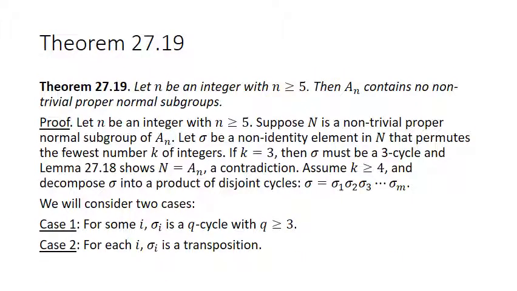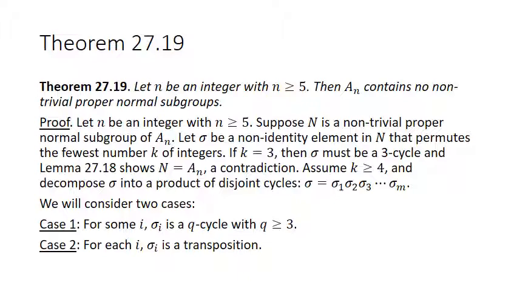Okay, so finally we've worked our way up to being able to prove the theorem that we've been building up to with these lemmas. So this is Theorem 27.19. Let n be an integer with n greater than or equal to 5, then A_n contains no non-trivial proper normal subgroups. Okay, so here's our proof. Let n be an integer with n greater than or equal to 5, and suppose that N is a non-trivial proper normal subgroup of A_n. So we're going to show that this leads to a contradiction.